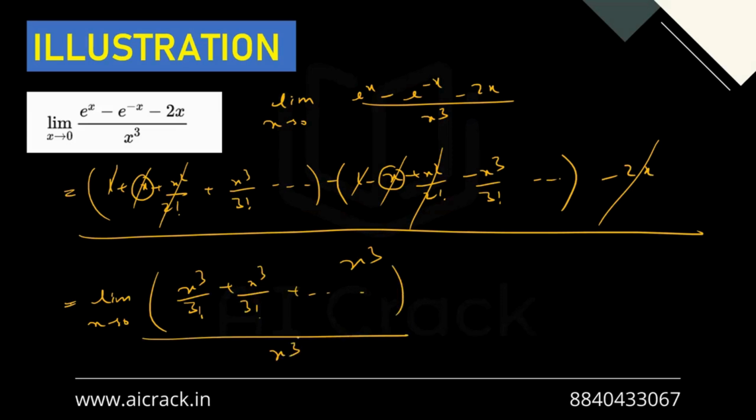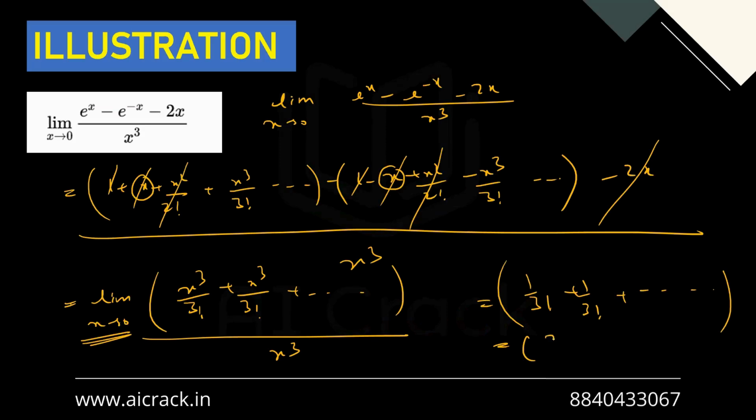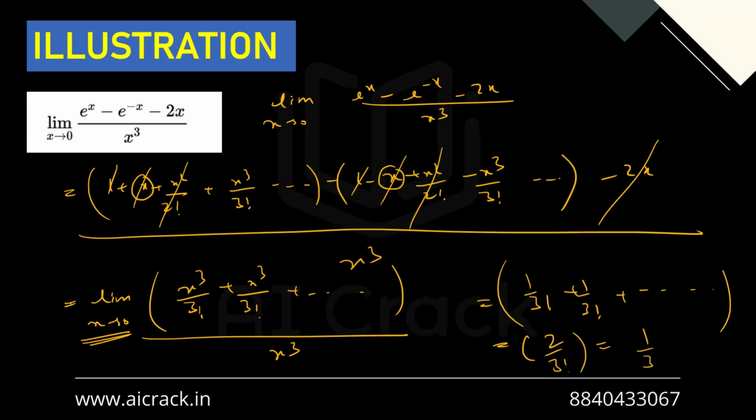Divide by x cube. Now when we divide by x cube, we'll be getting 1 by 3 factorial plus 1 by 3 factorial plus higher powers of x. And we know that x is approaching 0, so that would become 0 eventually. So this becomes 2 by 3 factorial, and that is 1 by 3 because 3 factorial is 6. Okay, so 1 by 3 is the correct answer. So this is how you have to use Taylor series expansion for solving these kind of problems.